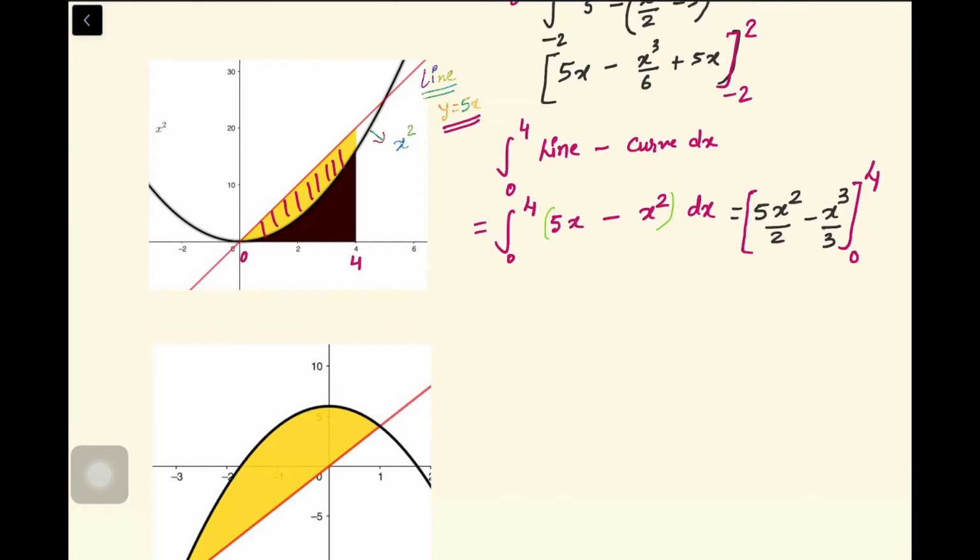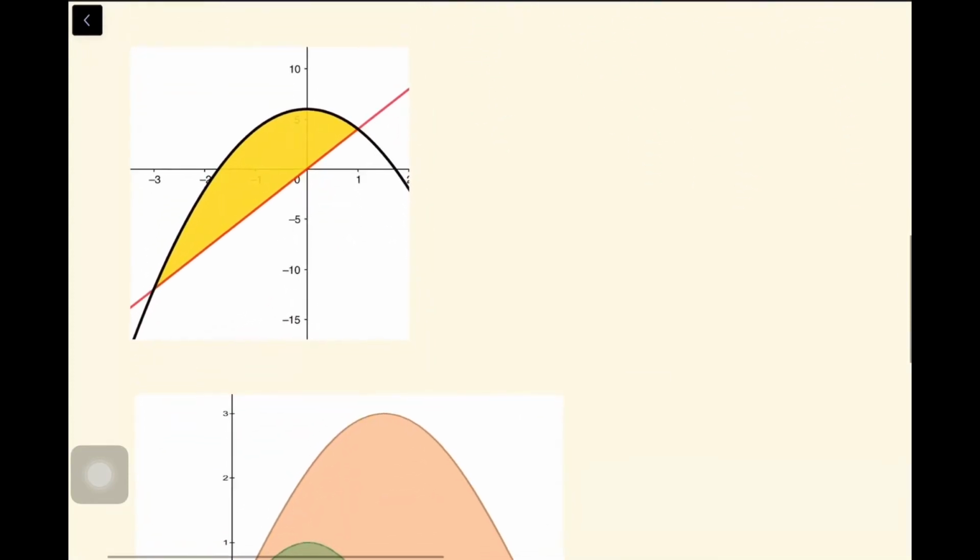So that area was subtracted. Upper minus lower is the key for two functions. Okay, this is again a diagonal line kind of, and there is a parabola. The equations are: the parabola is negative 2x squared plus 6 and the line is 4x.